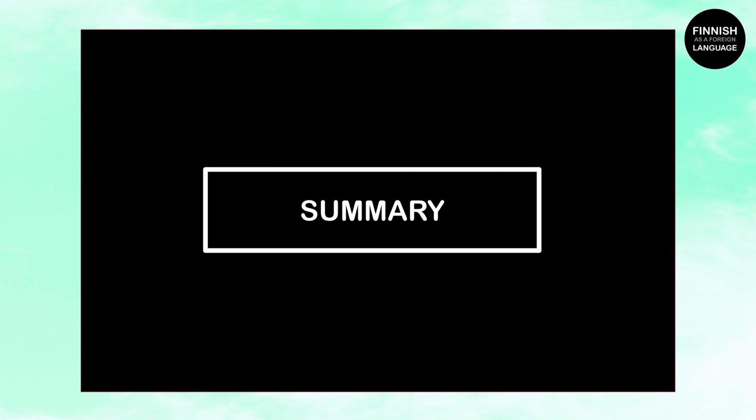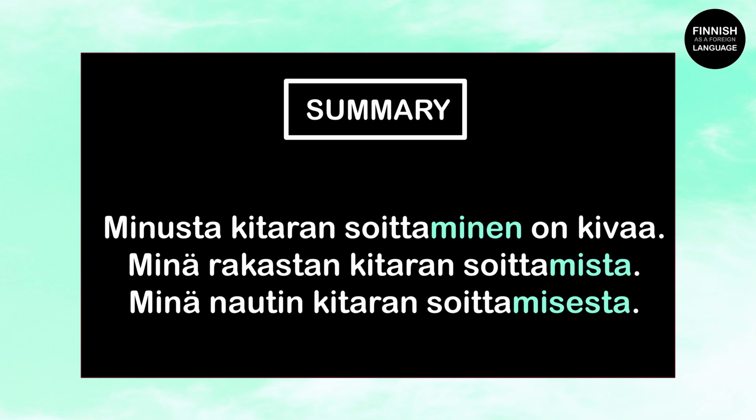We arrived already at our summary, where we have 3 sentences, one using minen, then mistä and misesta. Minusta gitaran soittaminen on kivaa means, in my opinion, playing the guitar is nice. Minusta here, in this context, means, in my opinion. Gitaran soittaminen means playing the guitar. Here the guitar is our object, which refers to the minen verb, which is soittaminen. And then we have kiva as our adjective, which is standing in the partitive case.